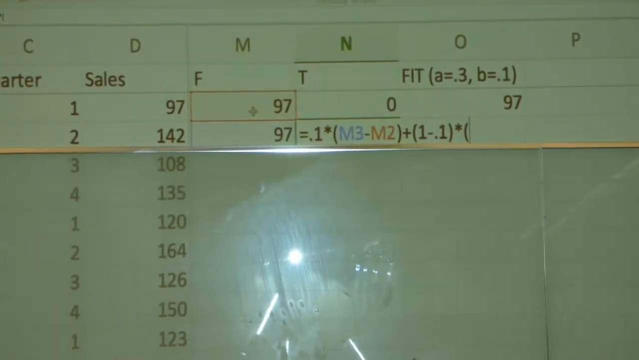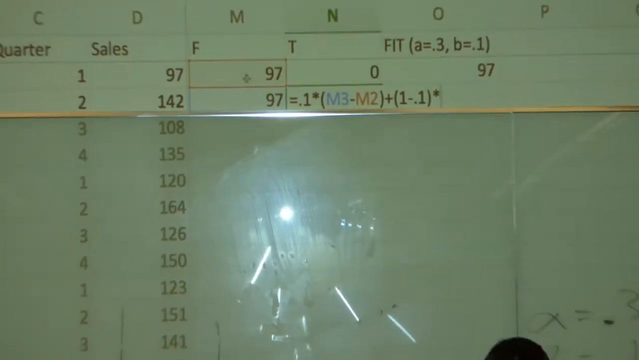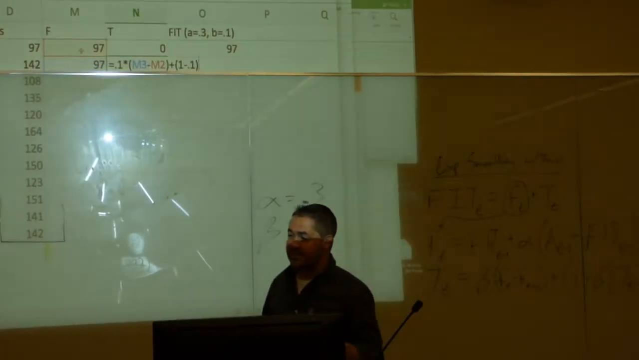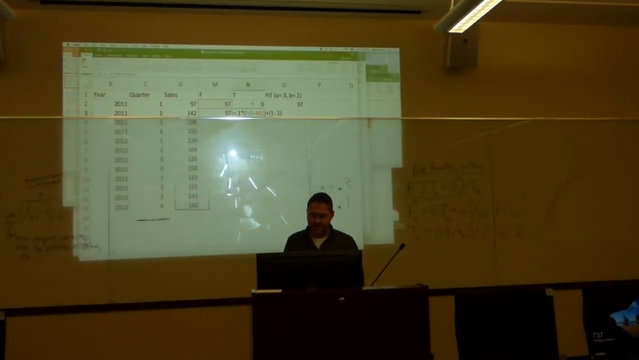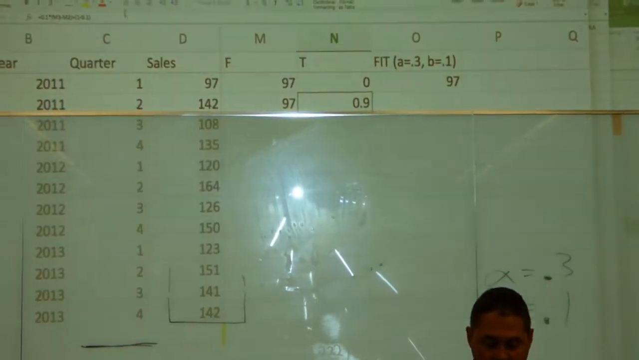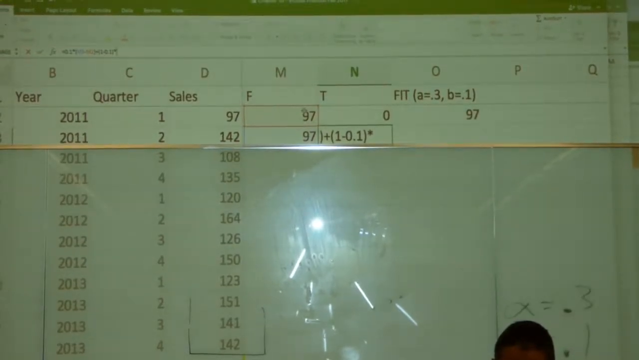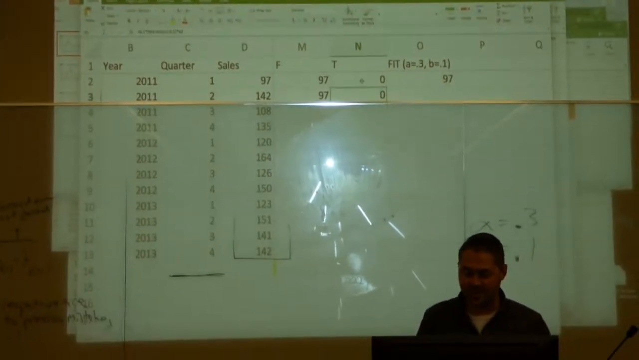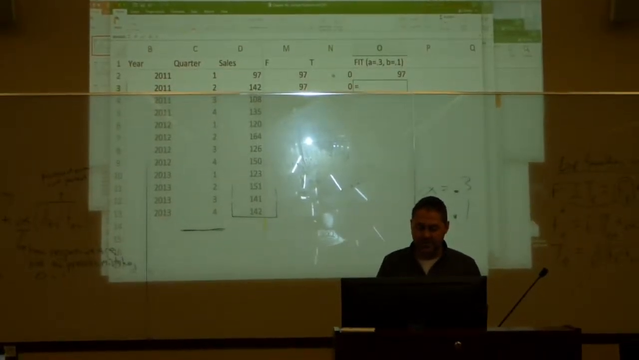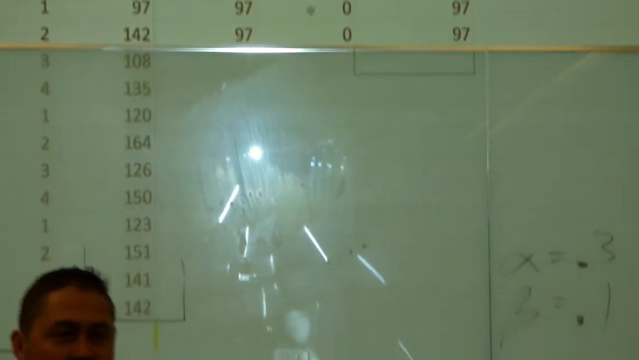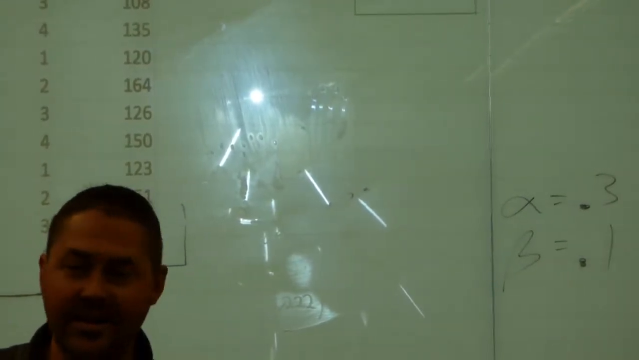Times, in parentheses, or not, I'm sorry. We actually don't even need parentheses there. So 1 minus 0.1 times my previous T, which is the same column, but my previous, which is 0. And we keep getting zeros. That will change. Watch the beauty of this. What is my fit? It is equal to F plus T. You know you're right if the second row is the same as the first row. That's a good sign.